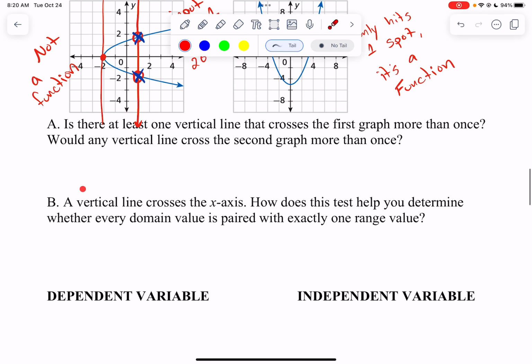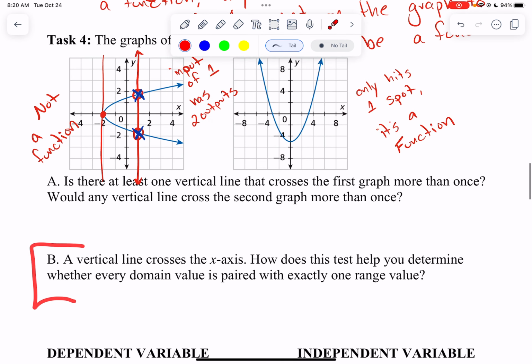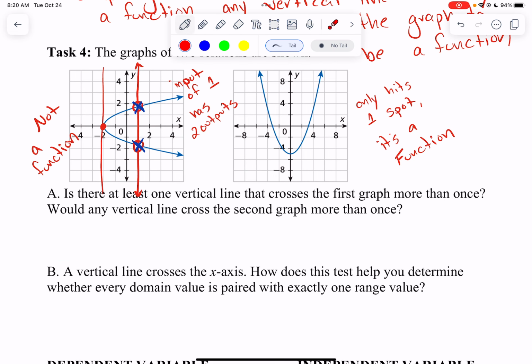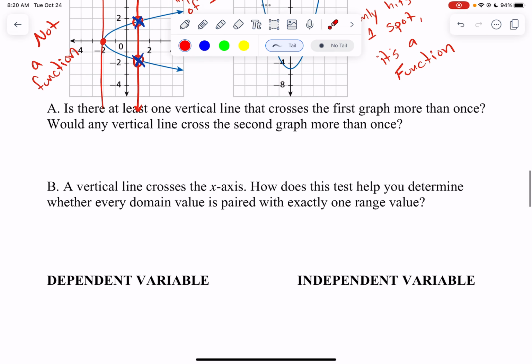Okay, so this next bit we talk about, a vertical line crosses the x-axis. Like this vertical line right here, it crosses the x-axis. There's my x-axis right there. How does this test help you to determine whether every domain value is paired with exactly one range value? Kind of what we said here. It's telling us that if the input value hits in two spots, it has two output values.